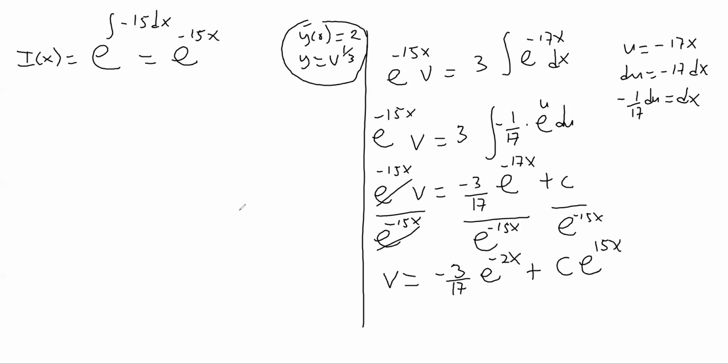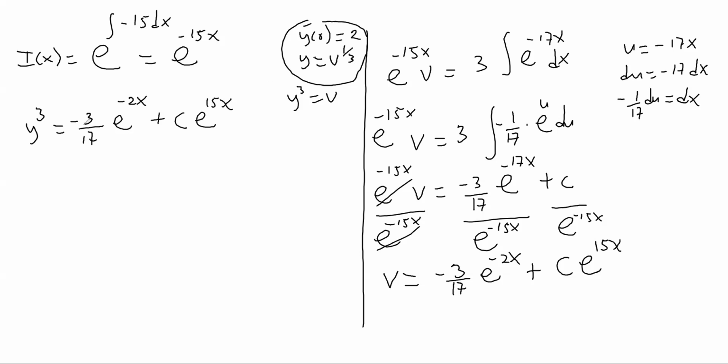Okay, so what I'm going to do now, remember what is the value for our v. We said y is equal to v cubed, so if we simplify, we have y cubed will be equal to v. So wherever I see v, I can write y cubed will be equal to minus 3 over 17 e raised to the minus 2x plus c e raised to the 15x.